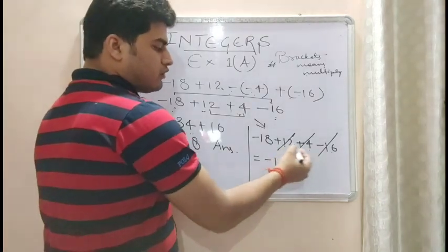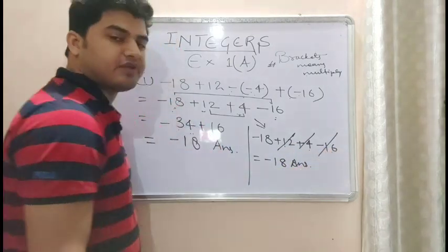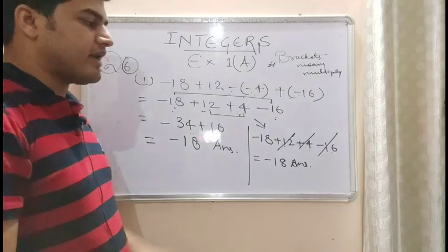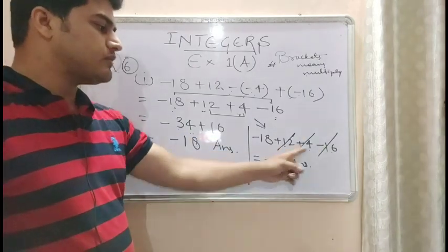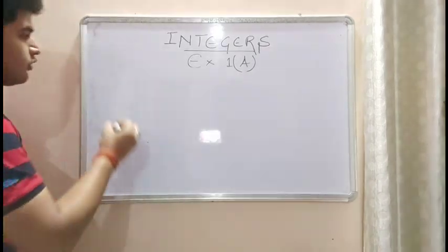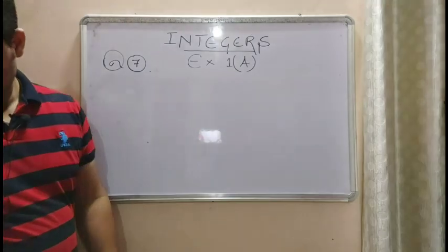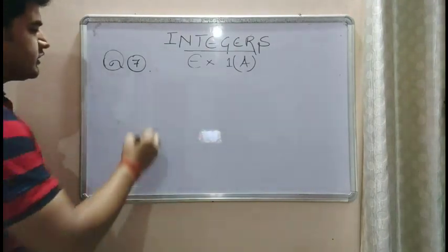Positive 12, positive 4. On adding them it will become positive 16 and this is negative 16. Positives and negatives cancel out each other. So plus 16 minus 16 will be 0. So this becomes 0 and the remaining part is your answer. Question number 7. Question number 7's first part.